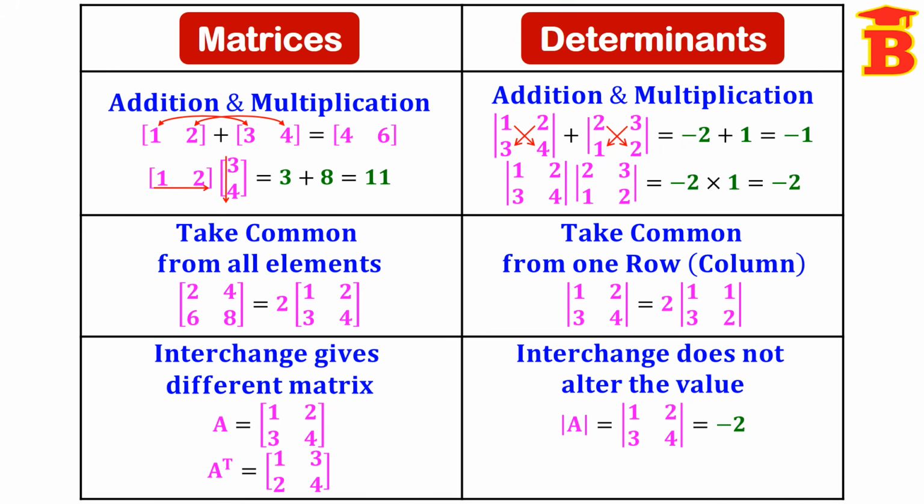Next, let us find the value of this A power T determinant. So determinant A power T, that means interchange rows and columns. First row 1, 2 is first column. Second row 3, 4 is second column. Now for this, if we take determinant, we get the same value. Here right multiply 1 into 4, 4, minus left multiply 3 into 2, 6. So 4 minus 6 is minus 2. We get the same value.